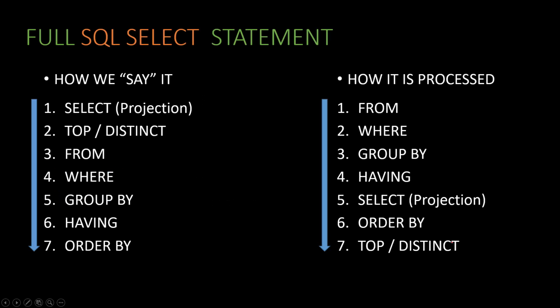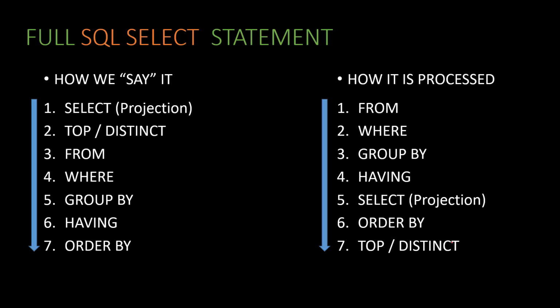So to kind of show you what the full select statement looks like, we say it like this: select, top, from, where, group by, having, order by. But in essence, it gets processed in the order that you see on the right. First is the from clause with all the joins. It makes one big virtual table.